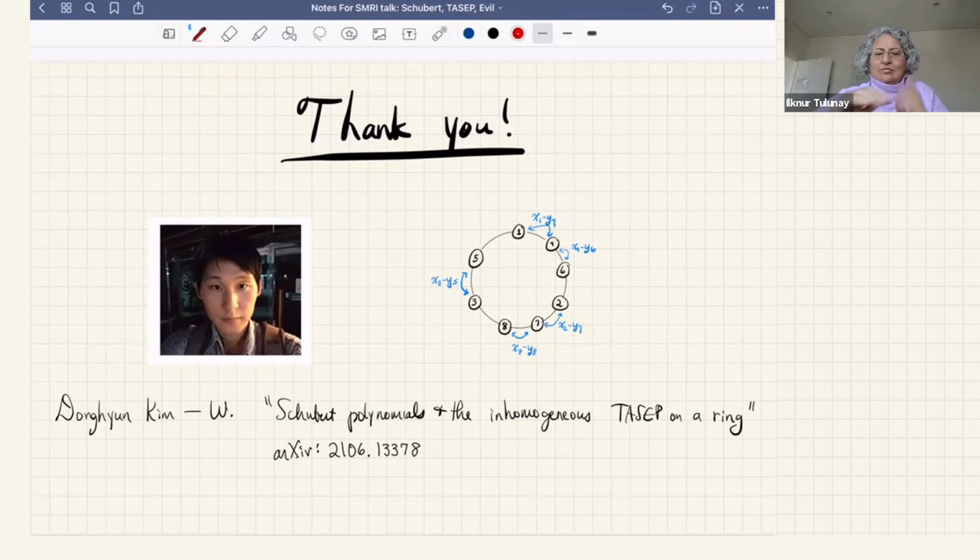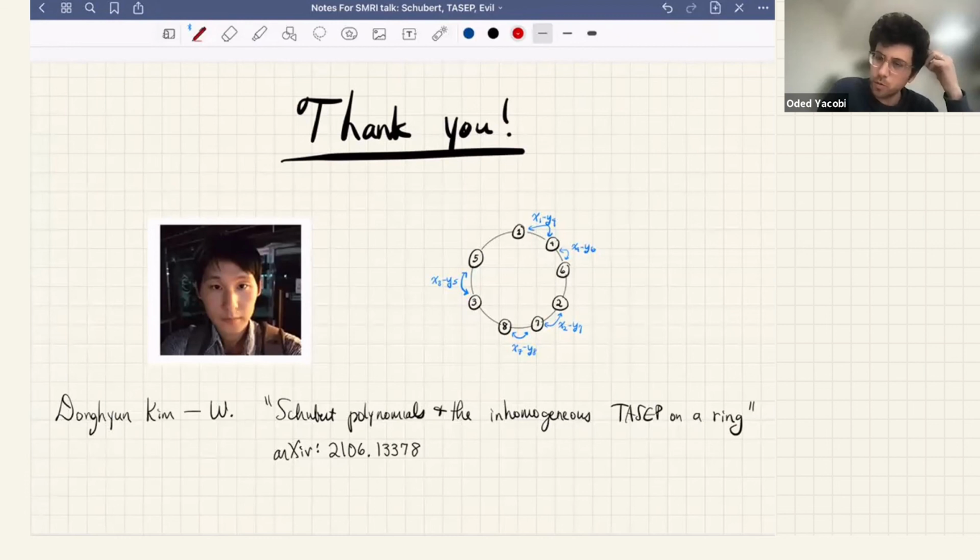So are there any questions for Lauren? Can I ask a quick question? Go ahead. So in your original model, you had this kind of asymmetry where you allowed to switch the states in one order, but not the other. Uh-huh. And what happens if you make that symmetric? Do you still have an interpretation in terms of nice polynomials?